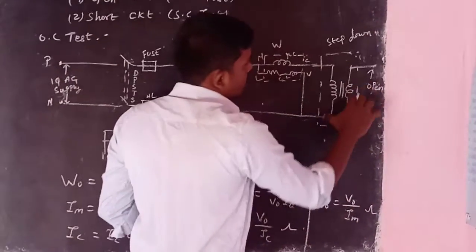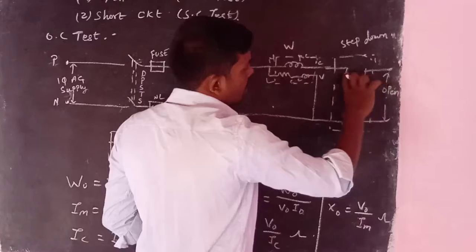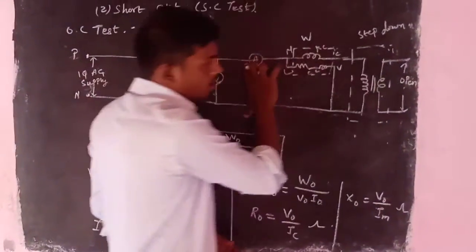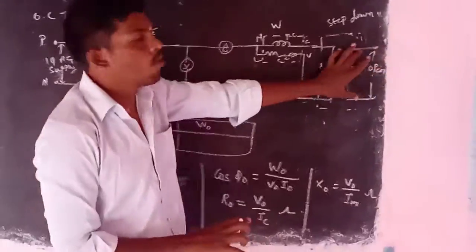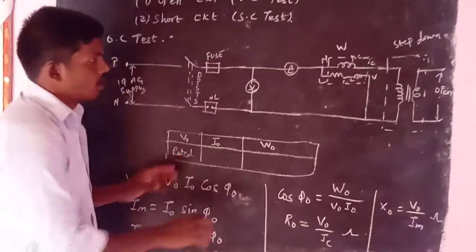This is the step down transformer. On the transformer primary side, the voltage is connected, and the secondary side is kept open. This is the open circuit test.